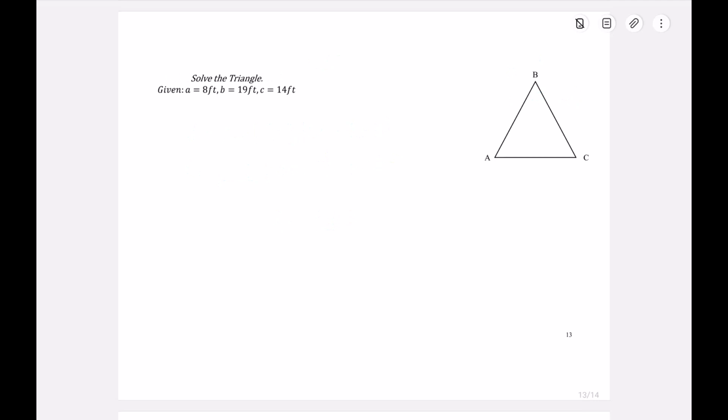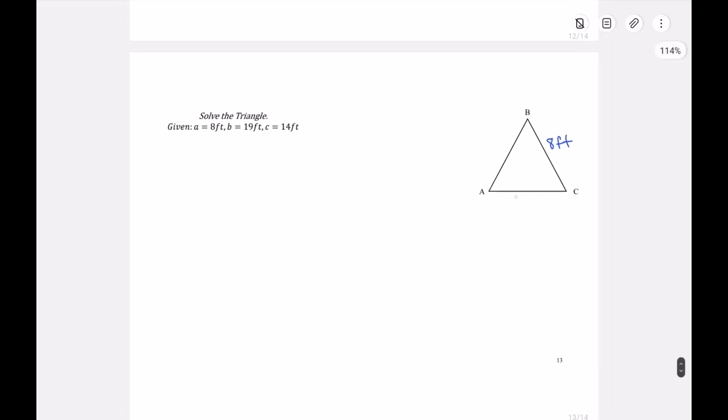So now we want to solve the triangle, given that side A is 8 feet, side B is 19 feet, and side C is 14 feet. And as a good tip, when you're solving a side-side-side triangle and you want the angles, typically the biggest angle is across from the biggest side.